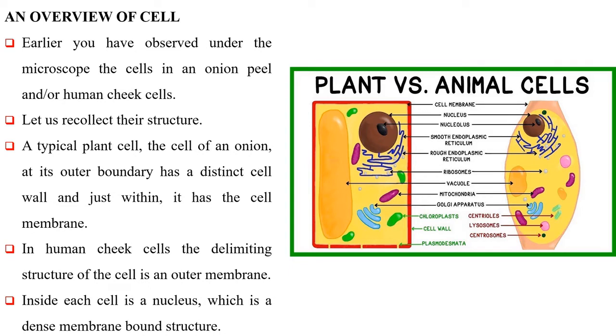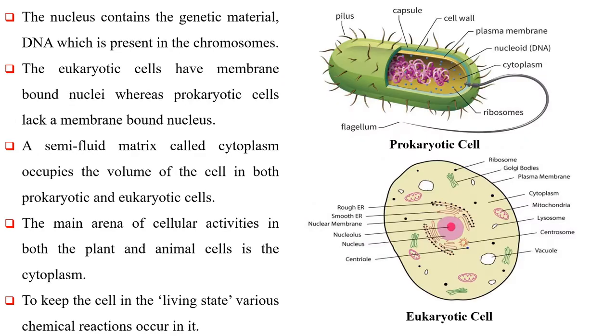Inside each cell is a nucleus, which is a dense membrane-bound structure. The nucleus contains the genetic material DNA, which is present in the chromosomes. The eukaryotic cells have membrane-bound nuclei, whereas prokaryotic cells lack a membrane-bound nucleus.